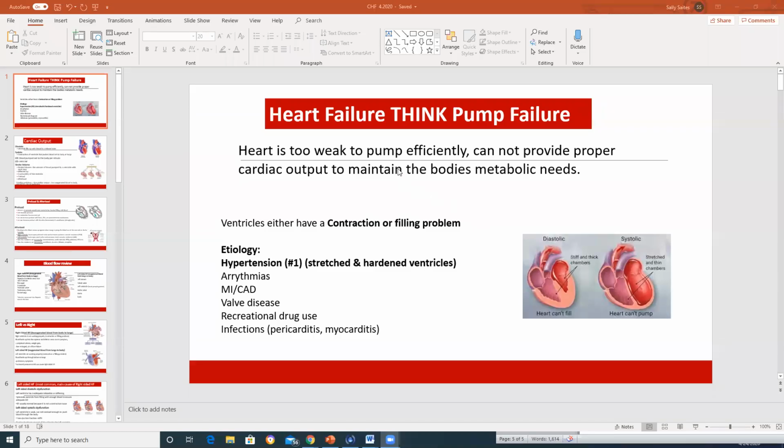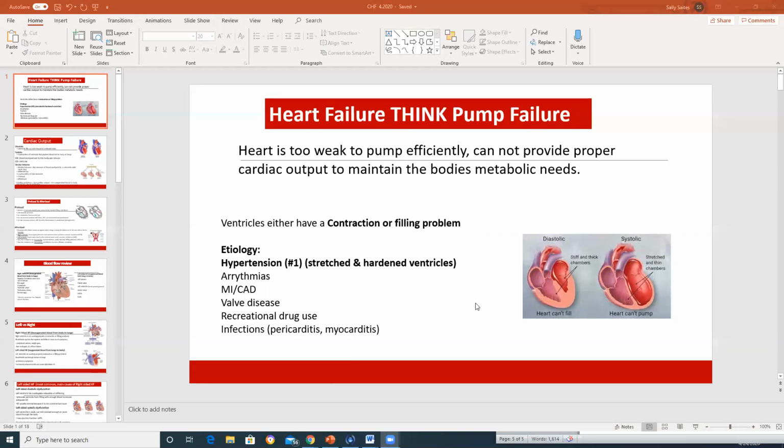Hi everyone, let's talk about heart failure. When you think of the word heart failure, I want you to think of pump failure, which means that there is something going on with the ventricles, which does not allow them to do their job properly. So the heart is too weak to pump efficiently, cannot provide proper cardiac output to maintain the body's metabolic needs.